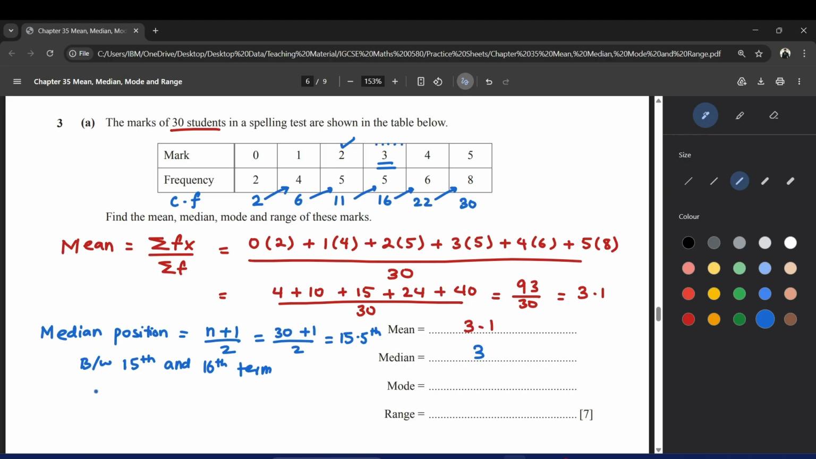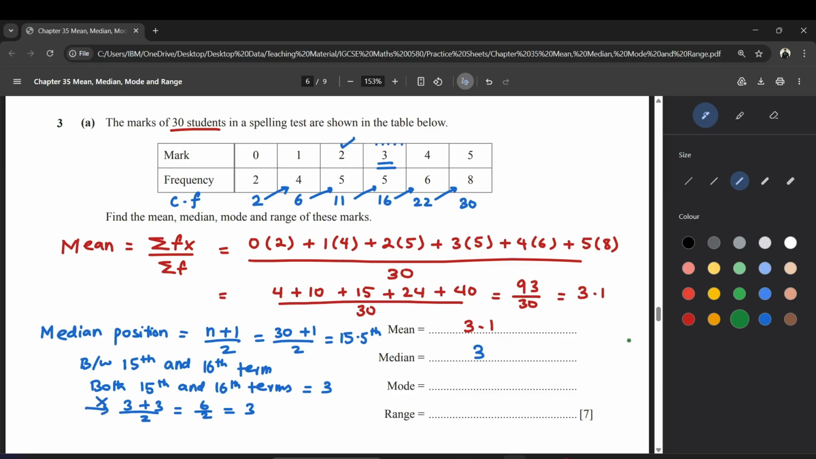So we can say both the 15th and 16th terms are equal to 3. Even if I try to work out the mean as we usually do, 3 plus 3 upon 2 would be 6 upon 2. That would be 3. So that's how you can get the answer, but you don't have to show this working. No need to show this working.